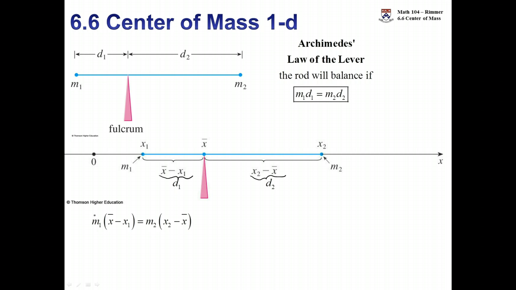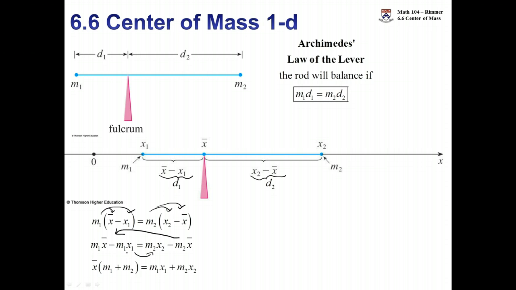Okay, we'll go ahead and FOIL this out. Well, not FOIL, we'll just distribute the masses across. We get m1 times x bar minus m1 times x1, equals m2 times x2 minus m2 times x bar. We'll get the x bars on the same side by adding this over, and then adding that term over. Factor out the x bar, and you end up with m1 plus m2, and on the right-hand side, you end up with m1 x1 plus m2 x2. All right, great. The rod will balance if this is true.